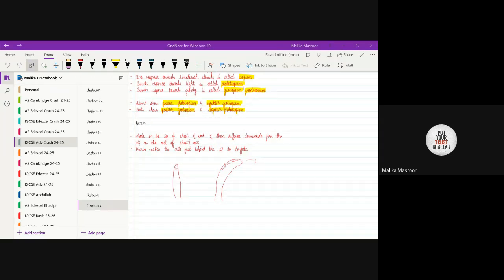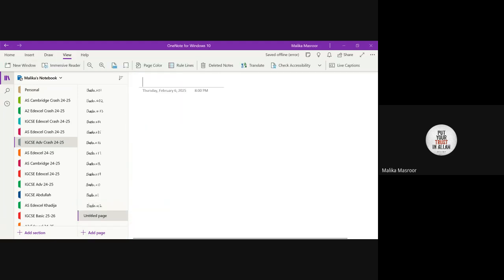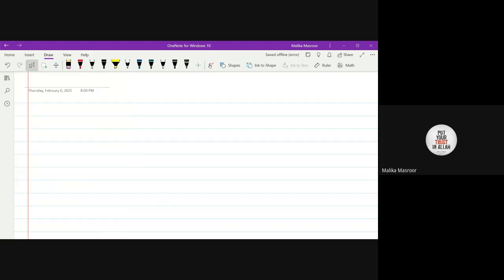Okay, today we have to start a discussion from chapter number 13, that is excretion and homeostasis. Chapter 13, excretion and homeostasis.